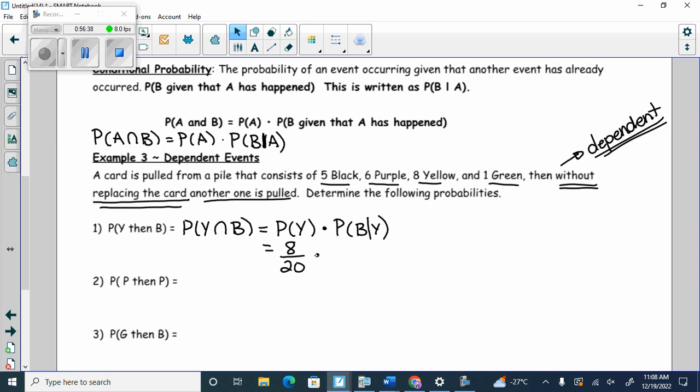What am I doing here? I'm holding a card. I did not replace it. Did it affect the top? No, because it's a yellow. Did it affect the total though? Yes. So it's black given that I have a yellow. So 5 out of 19. So it's 2 out of 19 or 0.11.